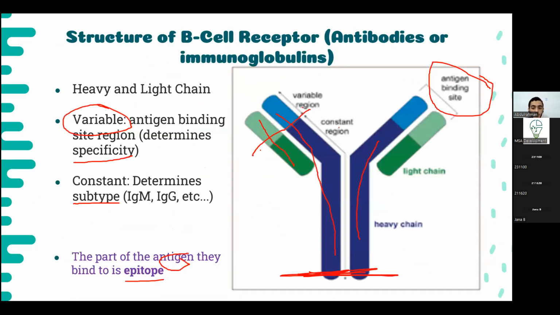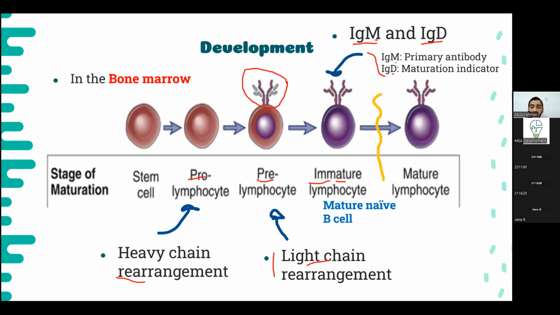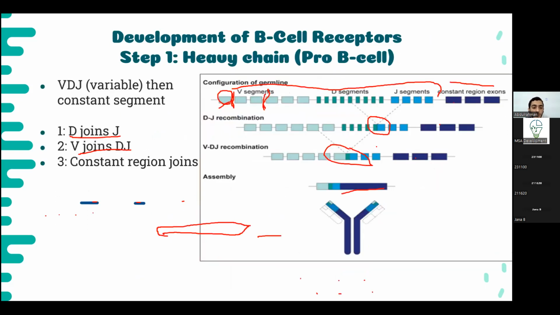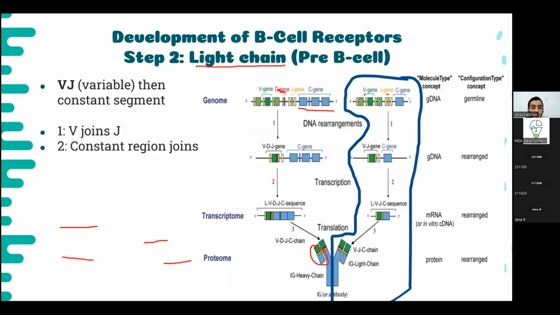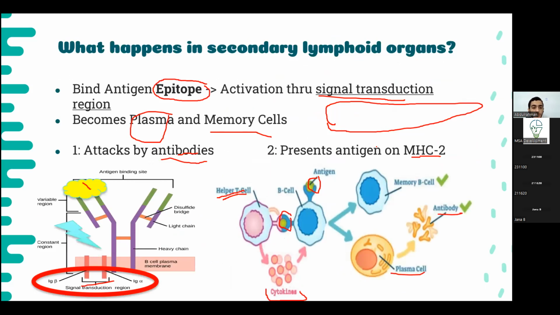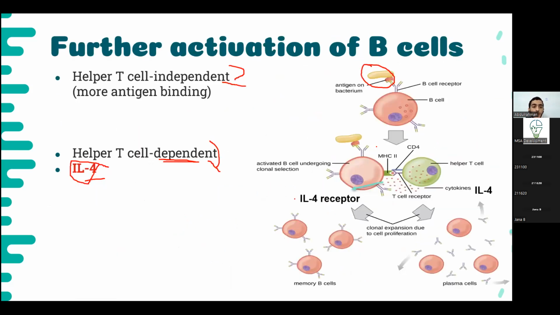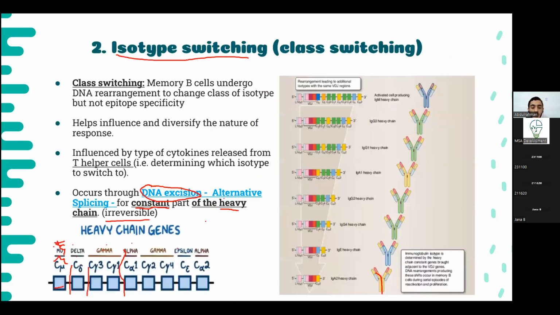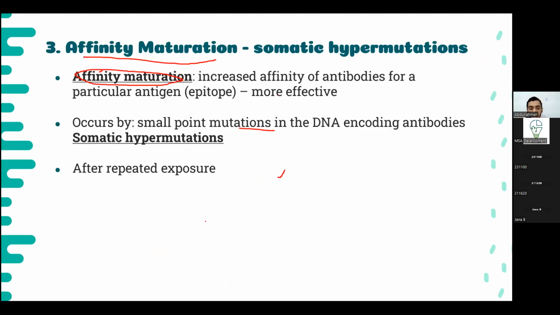B cells. So formation, pro, pre, immature to mature, antibodies, the gene arrangement, the VDJ, and then the DJ, and the function, how do they attack? They're activated by T cells, clonal expansion, class switching, affinity maturation. You just need to know one word for each part.